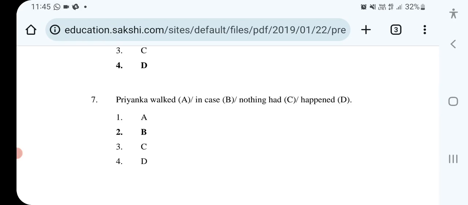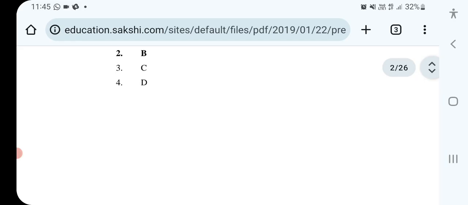Priyanka walked in case nothing had happened. The error is in part B. Priyanka walked as if nothing had happened should be there, but here in case is there. Part B is wrong.